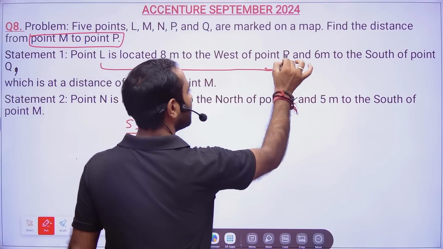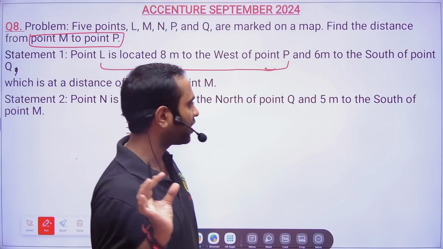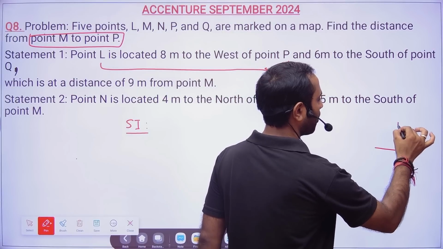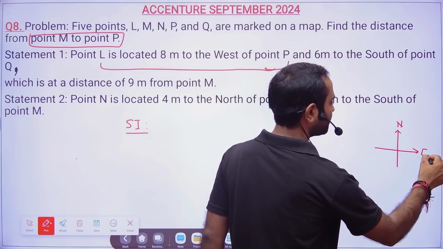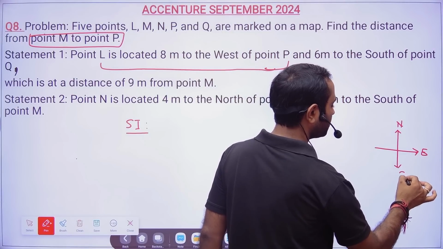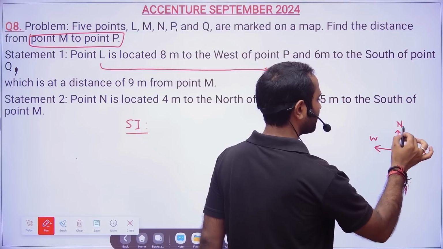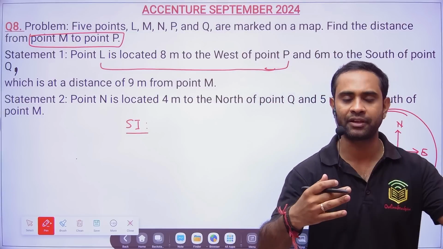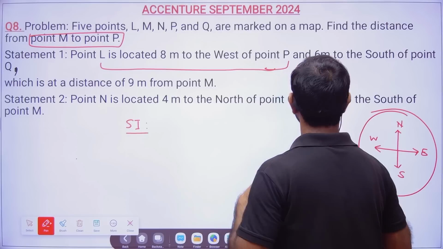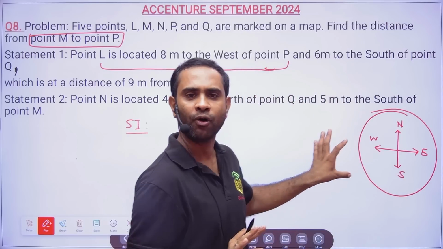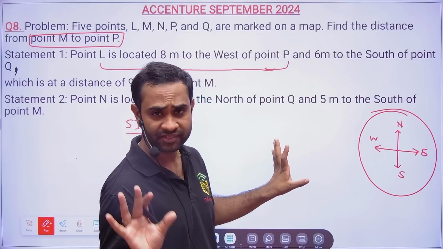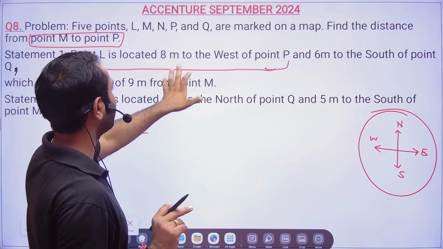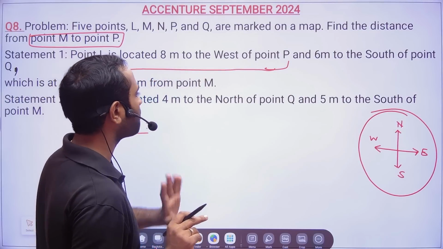Now friends, for any direction problem, keep this basic diagram in mind. This will be north, this will be east, this will be south, and this will be west. This is your basic diagram. It will never change. Whichever way you sit, in the whole reasoning it will be the same. Now, point L is located 8 meters to the west of point P.